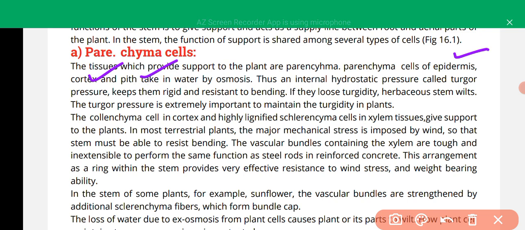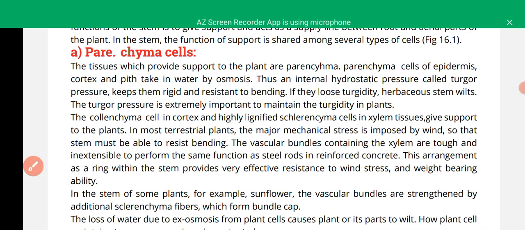All these parenchyma cells are found in the epidermis, the cork, and the inner part, which is the pith. All of the parenchyma cells of all of these localities absorb water by osmosis. This is an important point with respect to MCQs, because MCQs are very important for MCAT, for NEET, and for many other exams for different types of jobs.